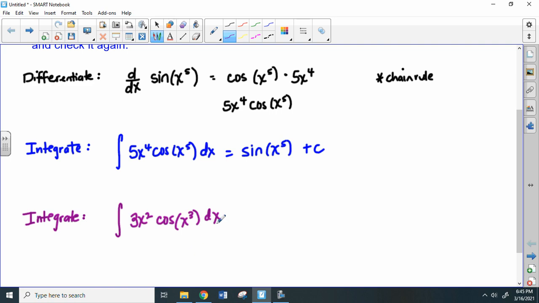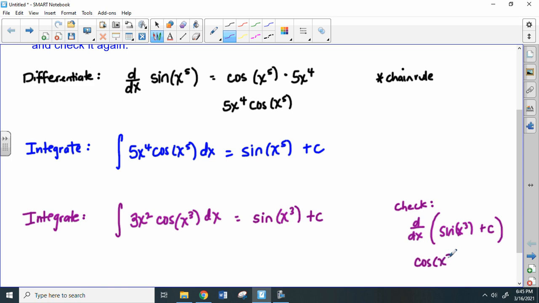Perhaps we think, since all of this stuff just went back to sine of x to the fifth, maybe all of this stuff just goes back to sine of x to the third plus c. Well, how do you check? That's what you need to do on the side: check yourself. Take the derivative of sine of x cubed plus c. We're going to use the chain rule for the first piece, and we get cosine of x cubed times the derivative of x cubed.